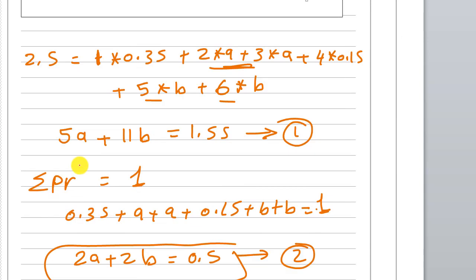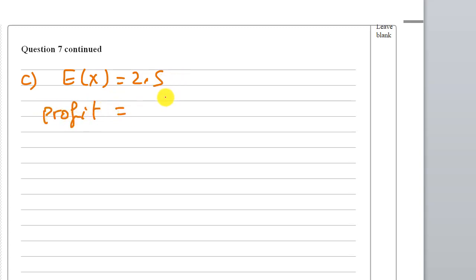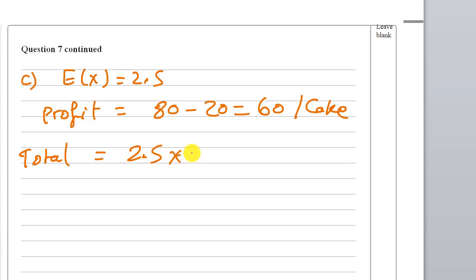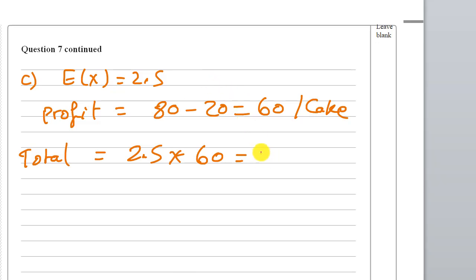So again, for this part, this is part C. Expected X is equal to 2.5. The profit is equal to 80 minus 20, which is 60 per cake. So total is equal to 2.5 multiplied by 60, which is 150 cents.